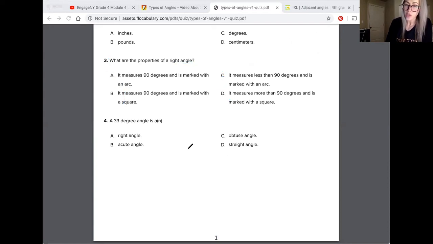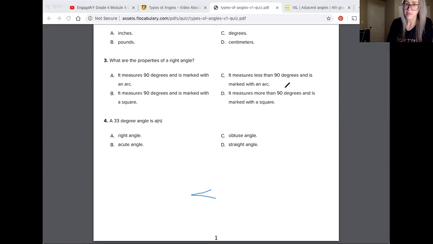And the last question that will be on your exit ticket is: a 33-degree angle is a, A, right angle, B, acute angle, C, obtuse angle, or D, straight angle? Knowing what you know about angles now, here's our 33 degrees. Well, that's more like a 40 to 50. Okay, it's going to be a little bit smaller, right?